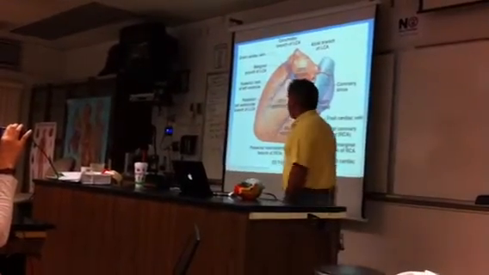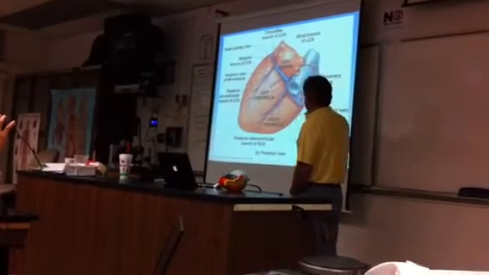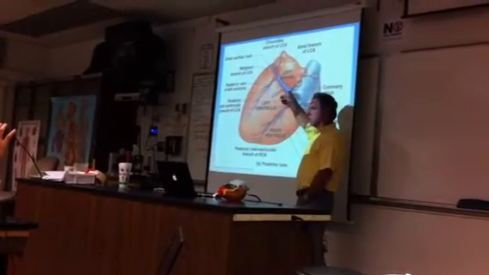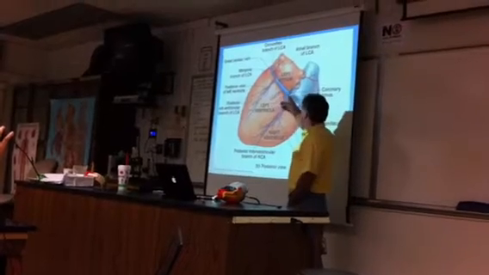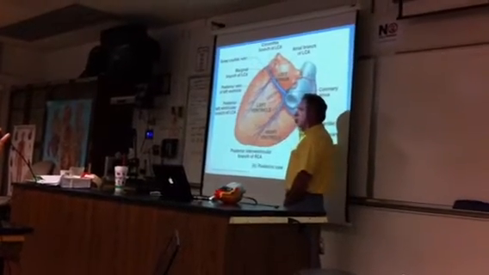And here's the picture from the back. The thing to notice on this picture again is the position of this structure, the coronary sinus, which is going to empty blood back into the right atrium.